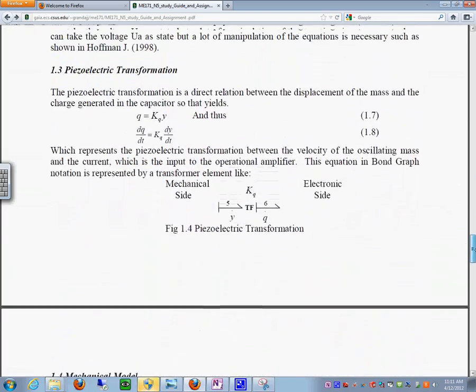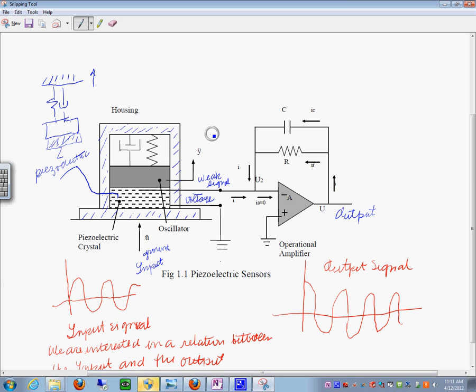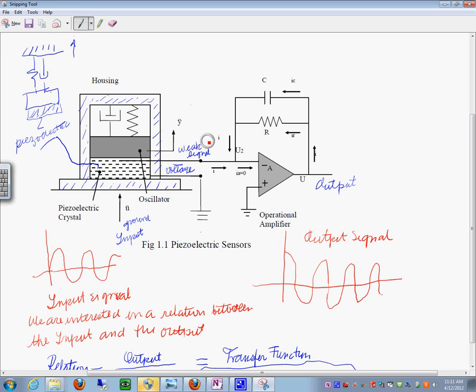Okay, now this is the piezoelectric transformation, a transformation that occurs between the mechanical side and the electrical side. We can go back here for a second. You see, here's where I would say is the piezoelectric transformation. So I say piezoelectric transformation.